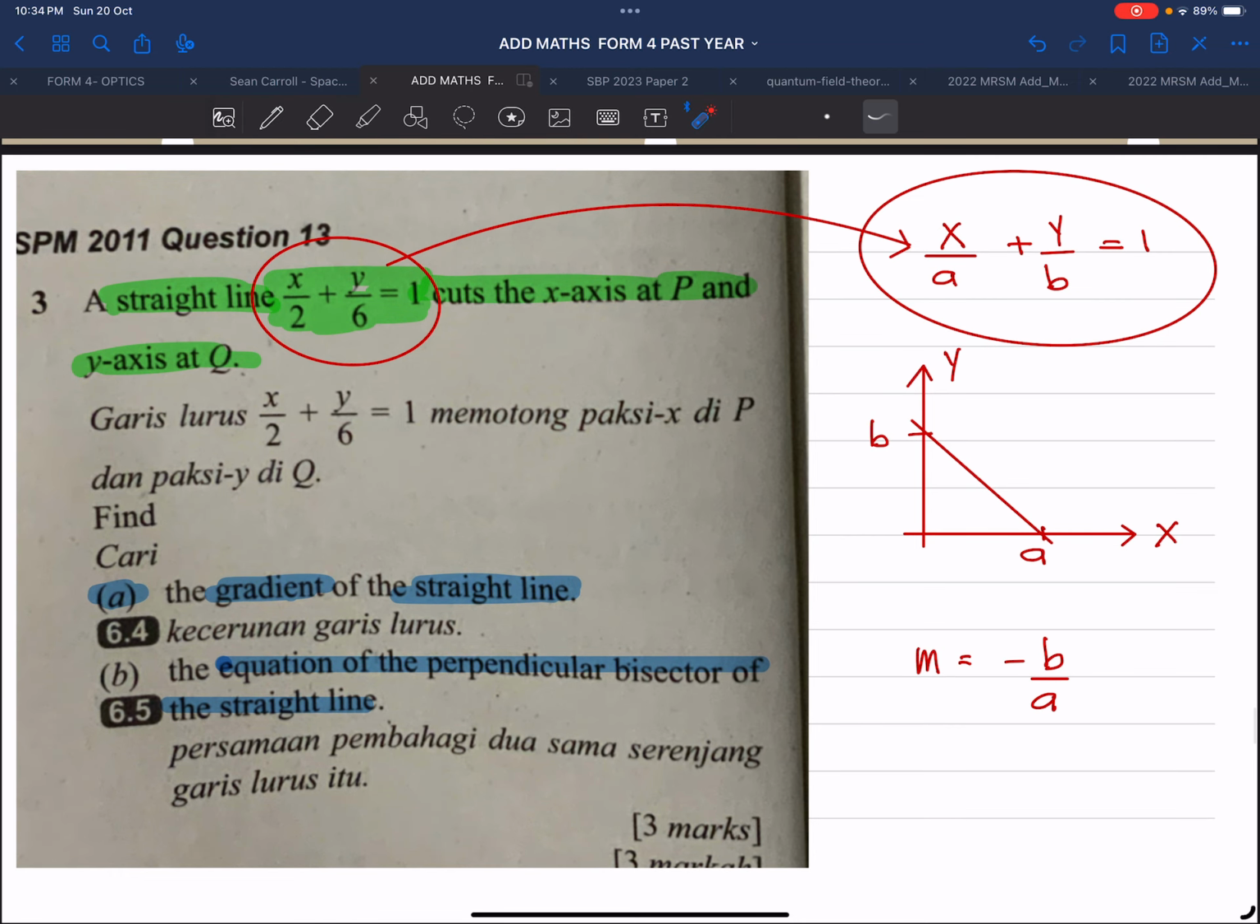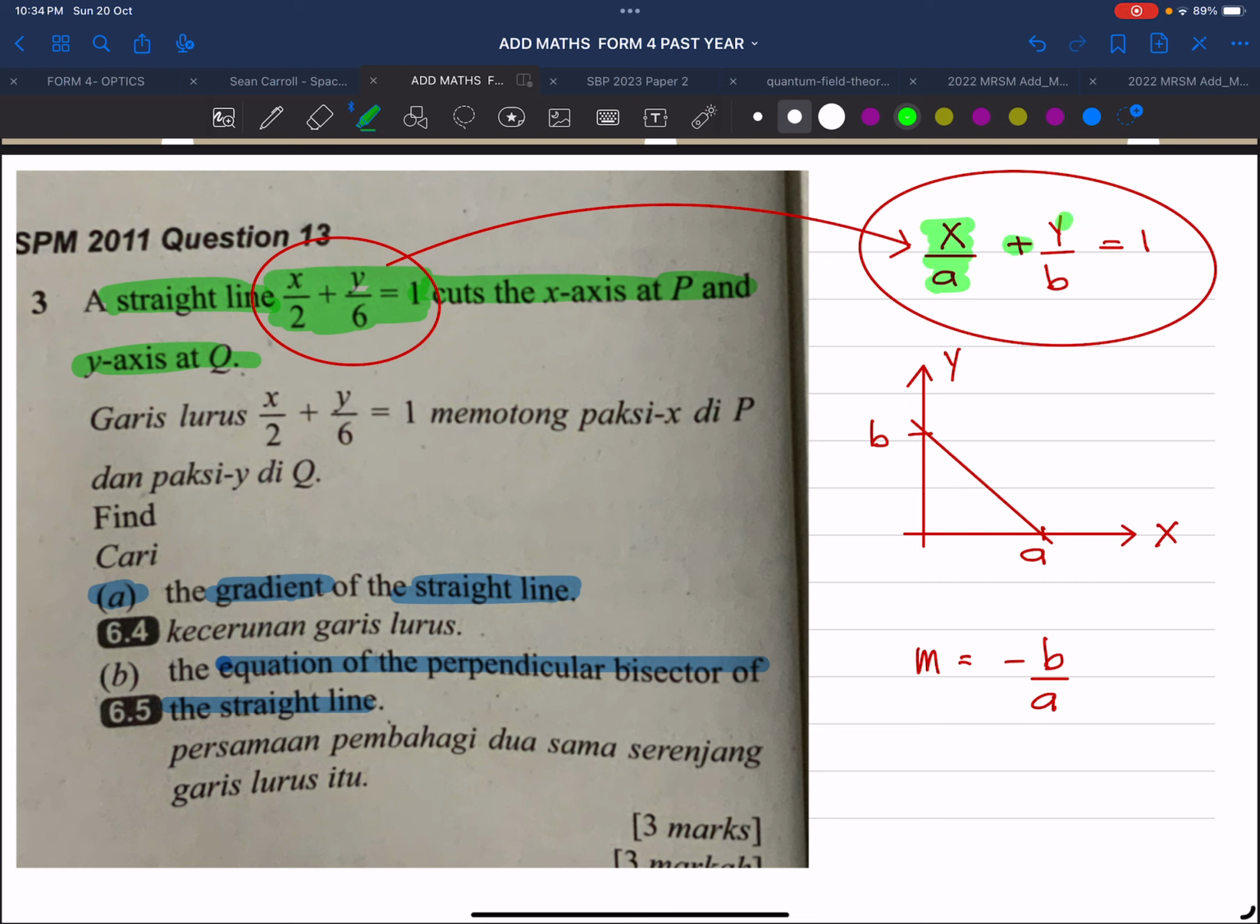This is SPM 2011, topic coordinate geometry. A straight line x over 2 plus y over 6 equals 1. Now the moment you see this line, we remember from our lower secondary the straight line equation of x over a plus y over b equals 1. This is from our lower secondary, Form 1, Form 2, Form 3.